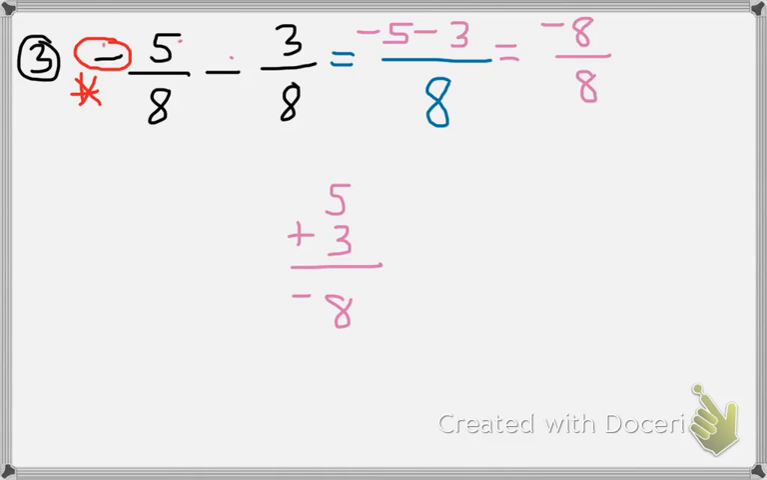Now let's look at this. What is anything divided by itself? 1. 8 divided by 8 is 1. A negative and a positive make a negative. So our answer is negative 1.